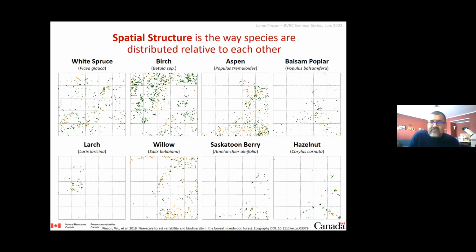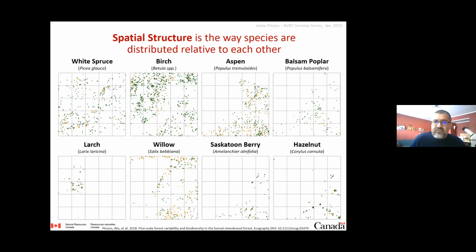So here I'm just showing you an example of a research site that we have fairly close to Edmonton, where we have a 1 hectare plot in which we have mapped every single stem above 1 centimeter DBH within that plot. And here I just show you the distribution of the different tree and tall shrub species across that plot. So the green dots are live trees or live stems, and the brown dots are dead stems. So right away you can see different distributions, even within this very small scale, of the different species.